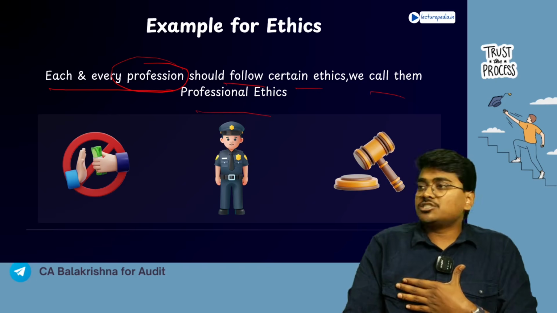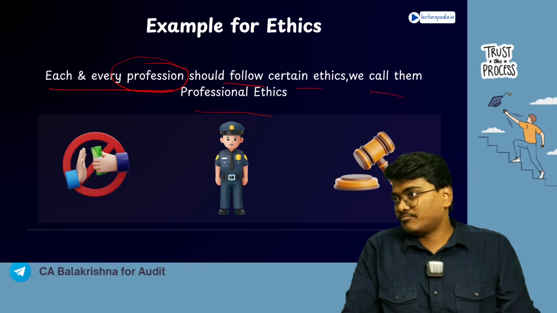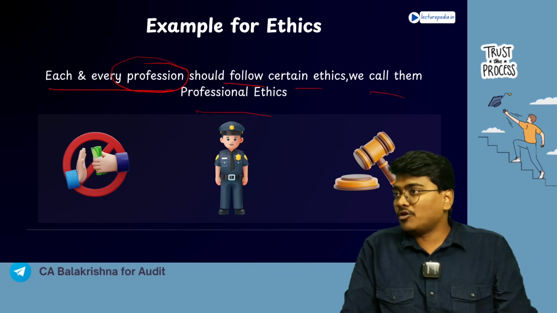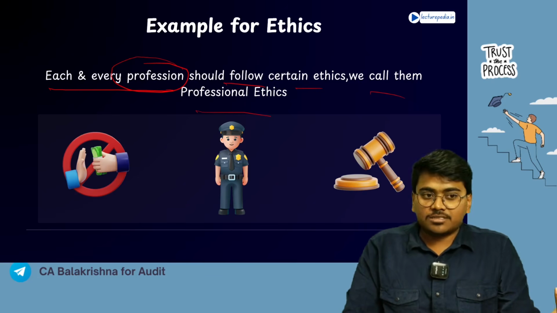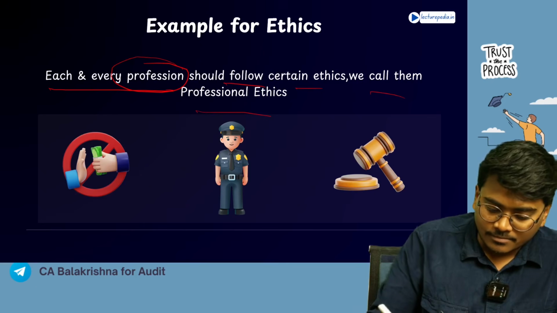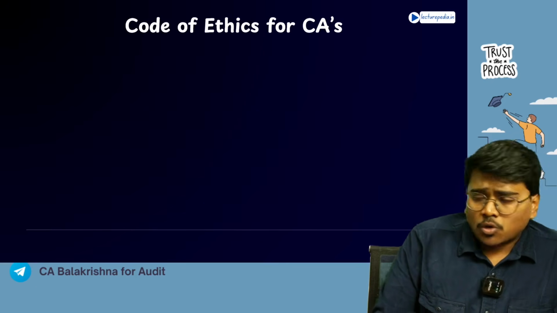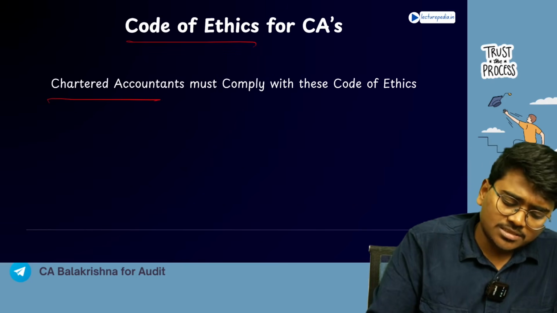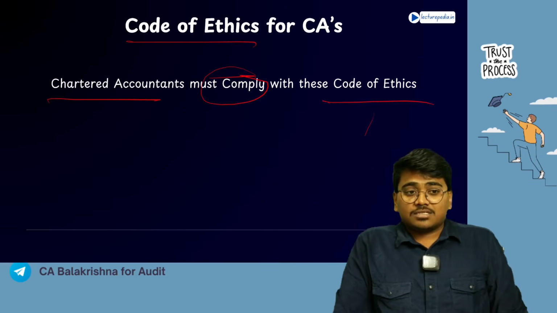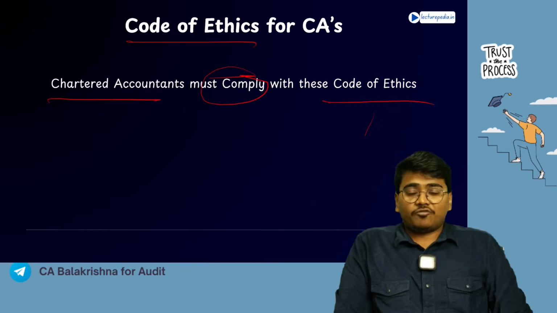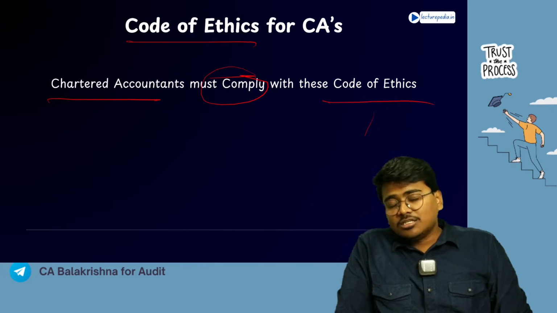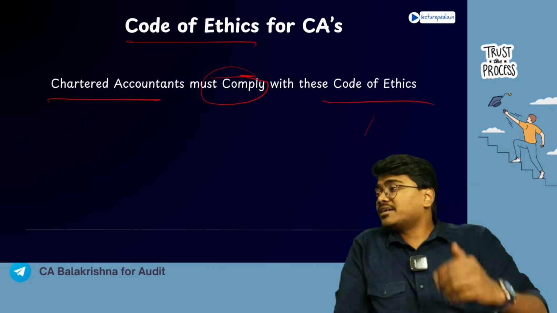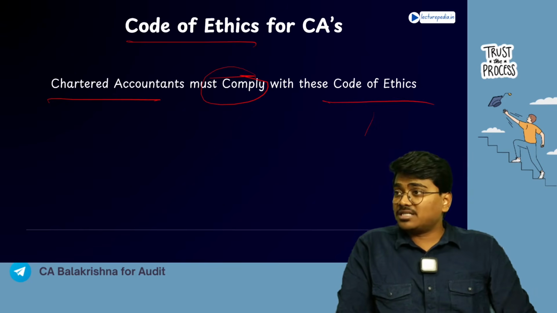Similarly, our chartered accountancy profession also has certain ethics. Who has issued ethics for us? ICAI has issued ethics in the form of a code of ethics, right? So, code of ethics for CAs. Chartered accountants must comply with this code of ethics. See, ICAI has issued this code of ethics, and it is not that if you want you can comply with it, otherwise you can take it lightly. No, you have to mandatorily comply with the ethical requirements that have been issued by the ICAI.